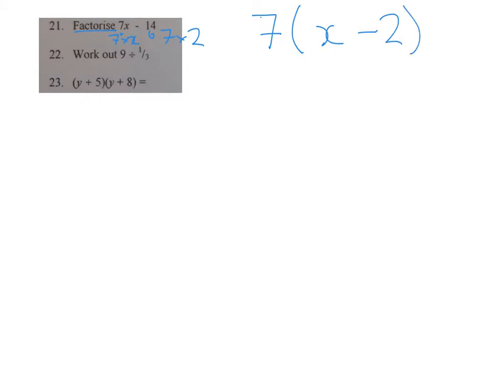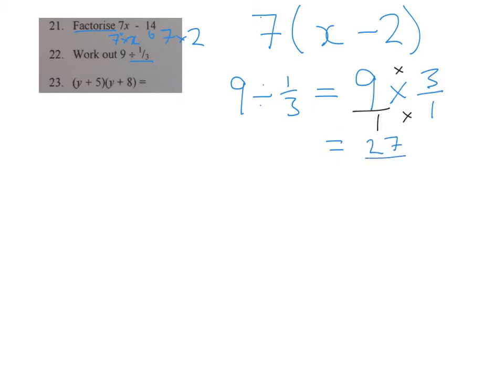9 divided by 1/3. Dividing by a fraction is the same as multiplying by the flipped over fraction. So 9 divided by 1/3 is the same as 9 times 3 over 1. 9 is just 9 over 1. When we multiply fractions, we times the top and times the bottom. So we end up with 27 over 1, which is 27.